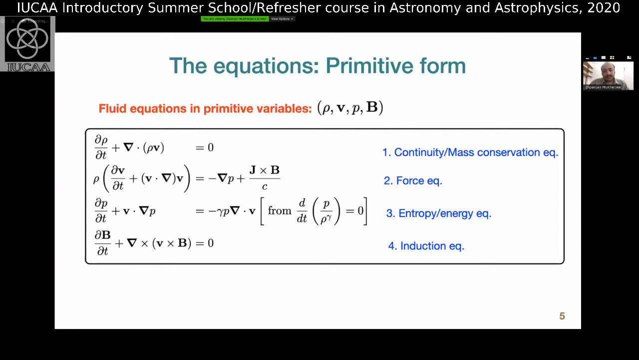The second equation is the standard force equation, the Lorentz force equation, where the left-hand side is the total time derivative, and the right-hand side gives you the pressure forces and the Lorentz forces.